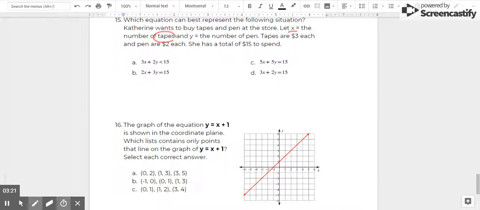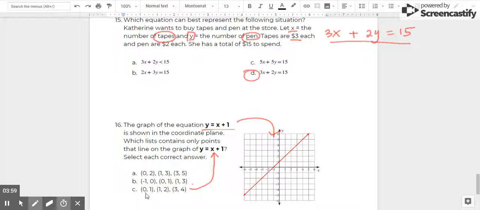X, the number of tapes you're going to buy. Y, the number of pens that you're going to buy. And tapes, how much is it per each? $3. So the total amount you pay for the tape is going to be 3 times X and 2 times Y for the pen, and the total should be 15. And now we have a graph of this. So we're looking for the list containing only points that lie on the graph. So which means when you plug into this equation, each point should satisfy this equation as true.